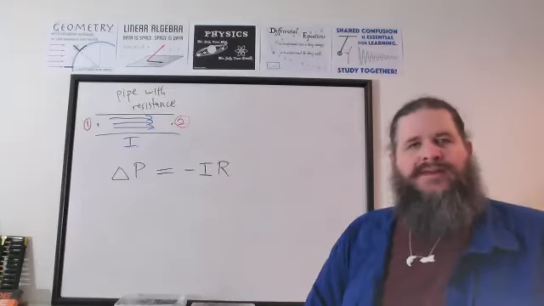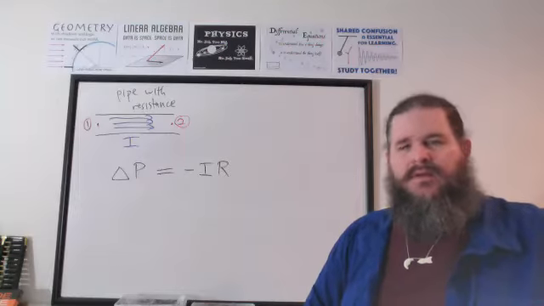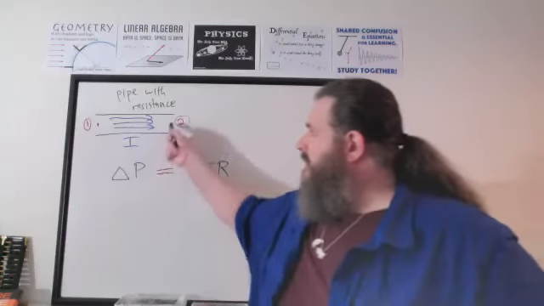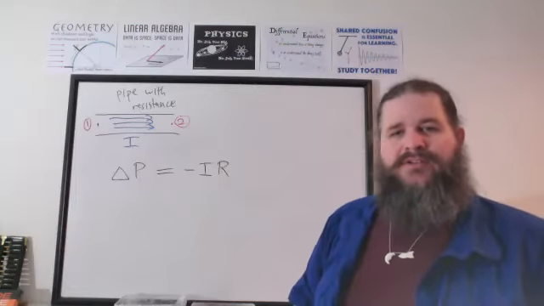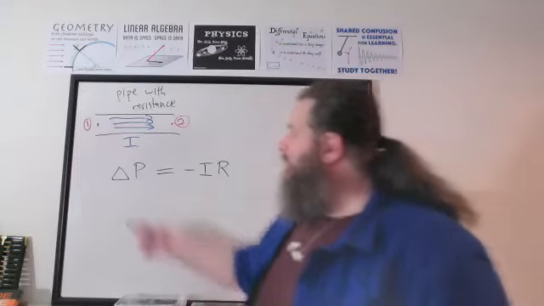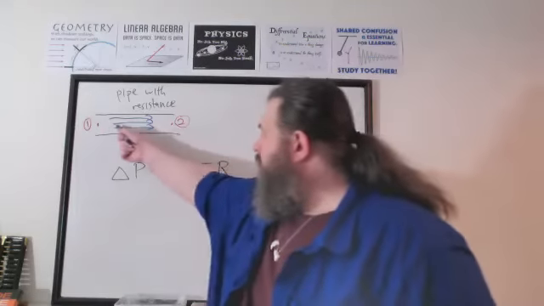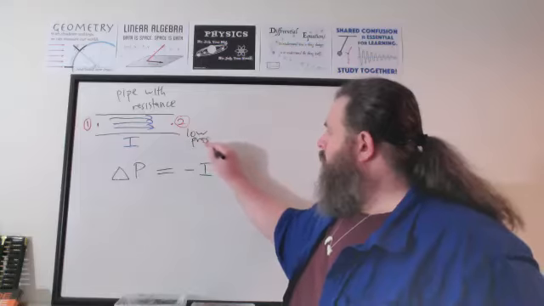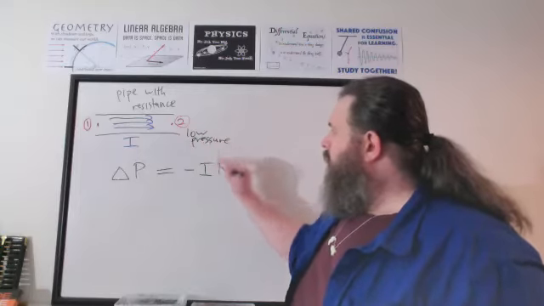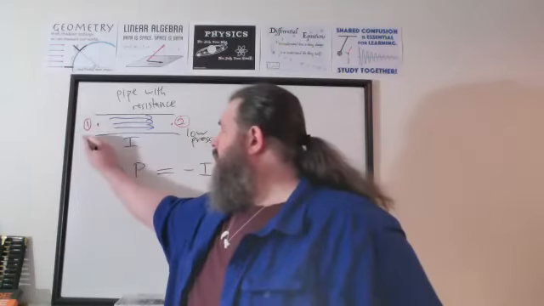In other words, what difference is caused by resistance? A decrease in pressure? Yeah, the fact that this pipe has resistance causes a drop in pressure, a decrease in pressure. And that specifically is a decrease in pressure in the direction current's flowing. So the location current is flowing towards is going to be at lower pressure, and the location that current is flowing away from is going to be higher pressure.